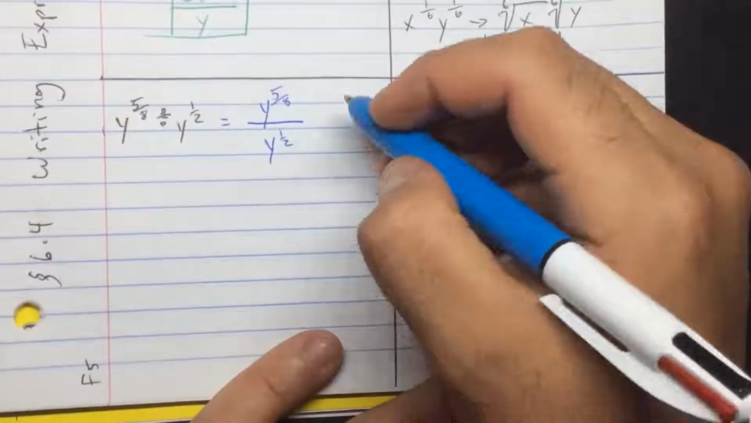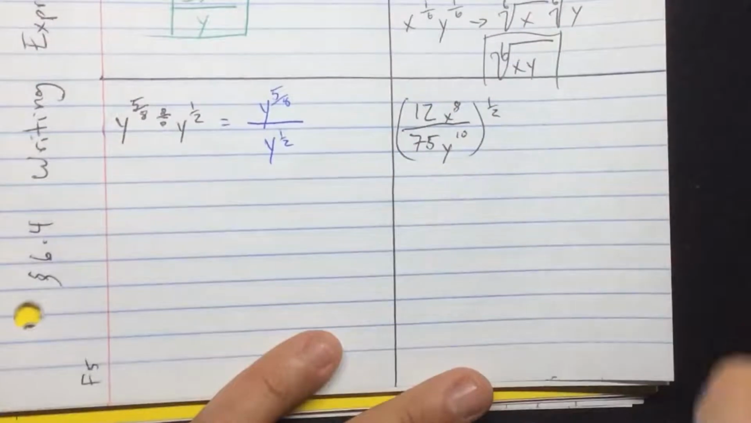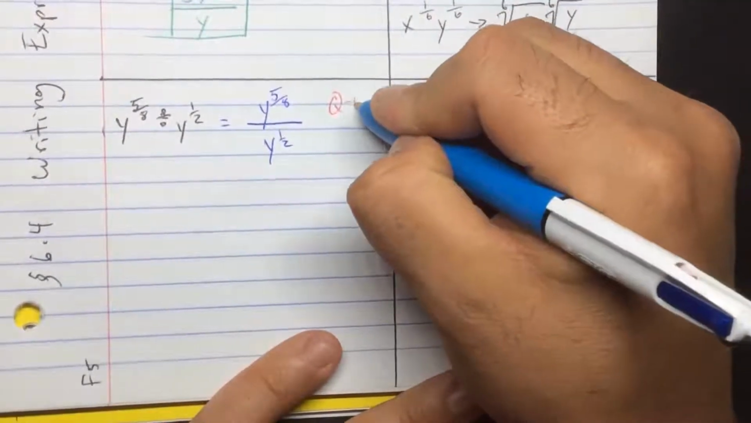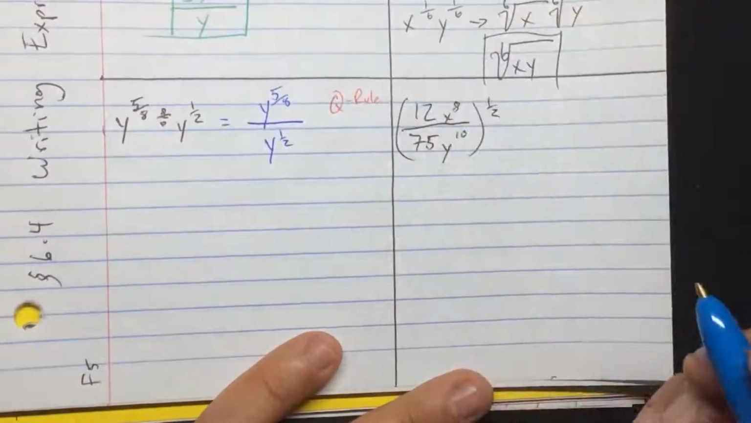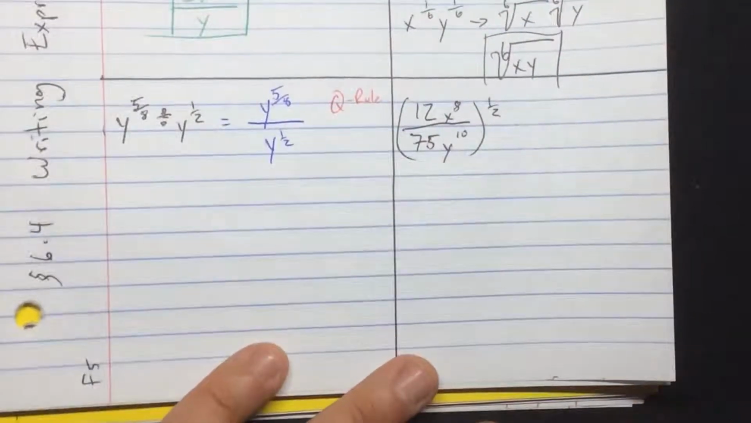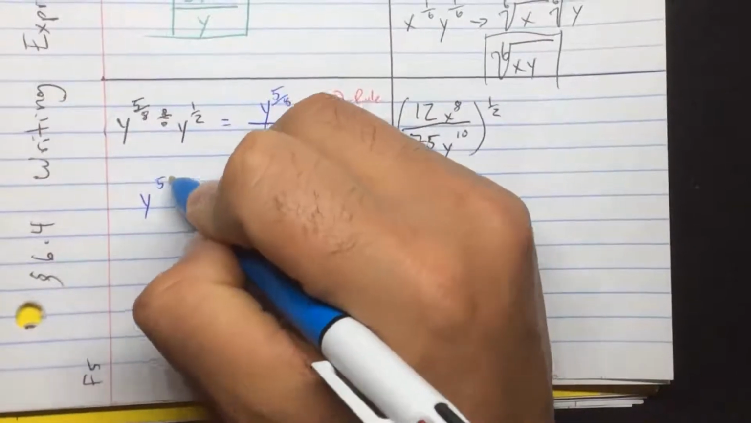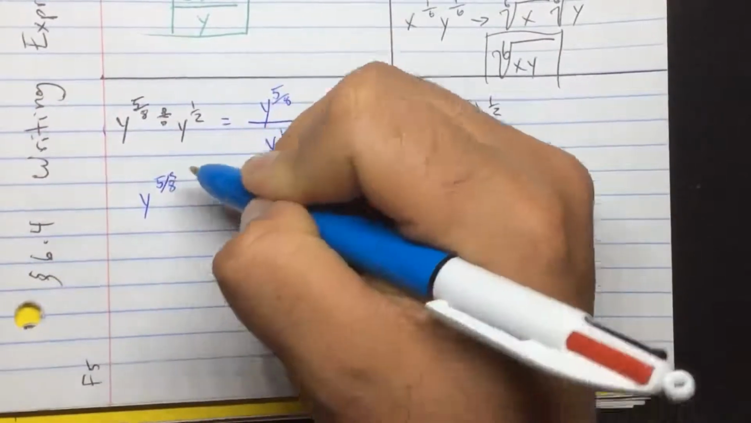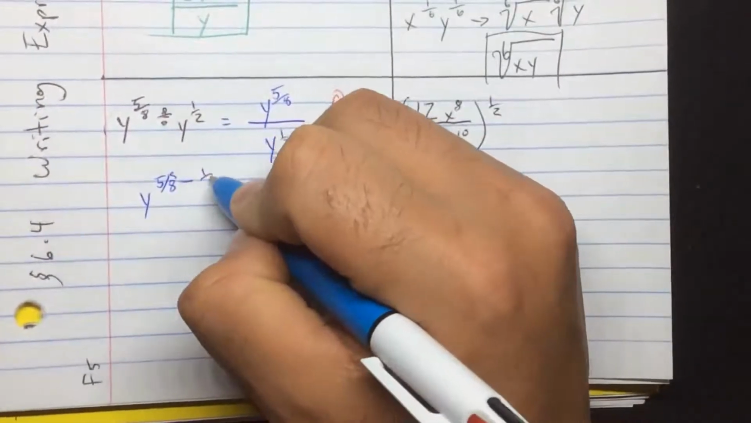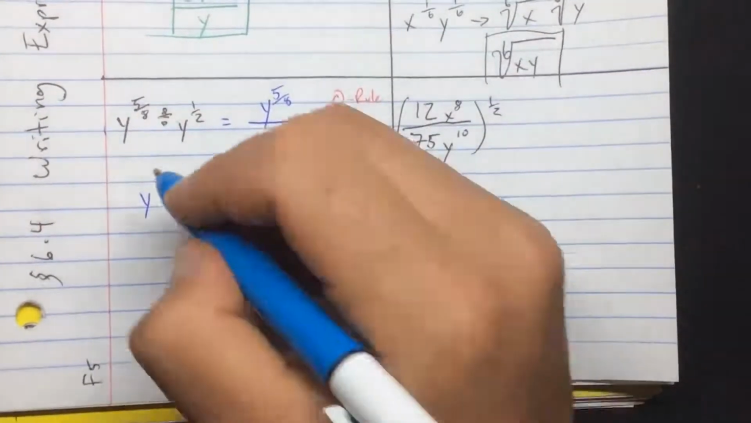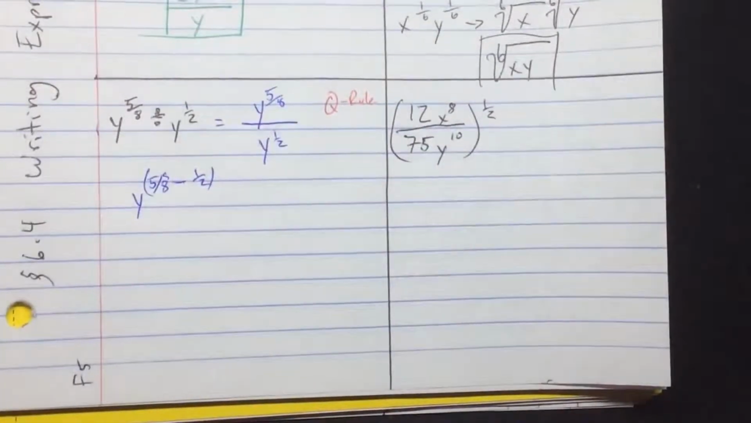It's the same thing we've been doing, just kind of repeating it. Once again, we're going to use our wonderful Q rule, which by now you know is our quotient rule. And we're going to do that in blue still. So we're going to have our y to the 5/8, and we're going to subtract our 1/2 from it.